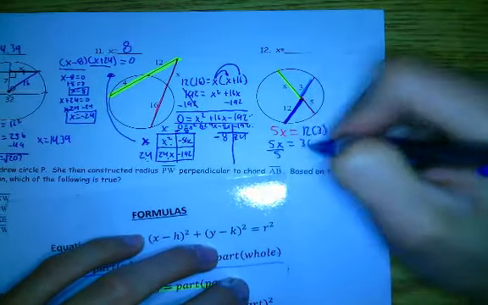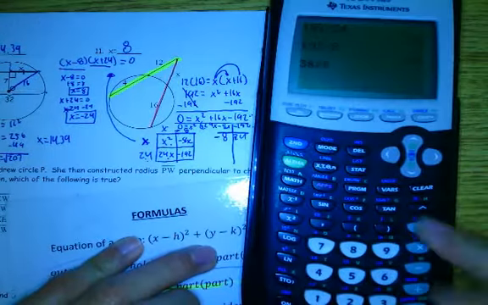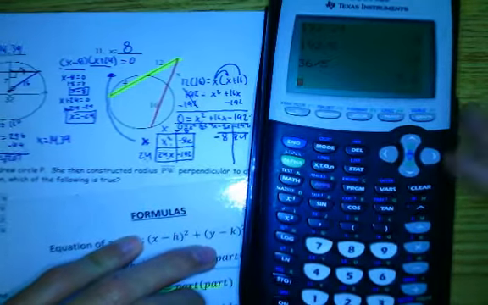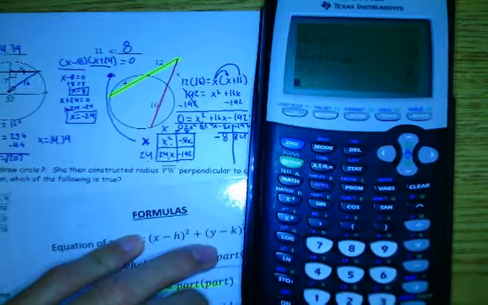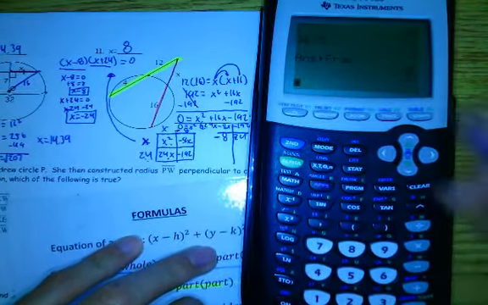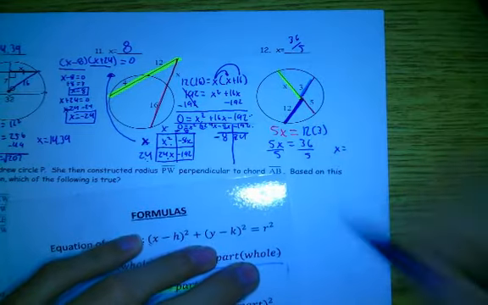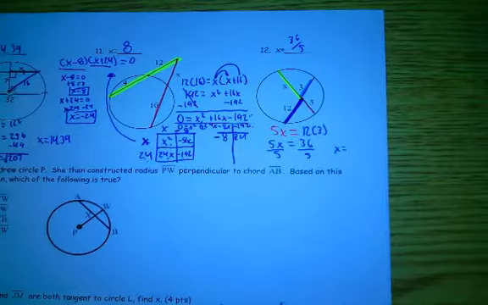Alright, let's keep going. 13, word problem. Let's see what we got. Paula drew a circle P, so here's circle P. She constructed a radius, PW, perpendicular to a chord, AB. So I'm going to throw this in there. This is perpendicular. Based on this information, which of the following is true? Alright, let's see what it is.